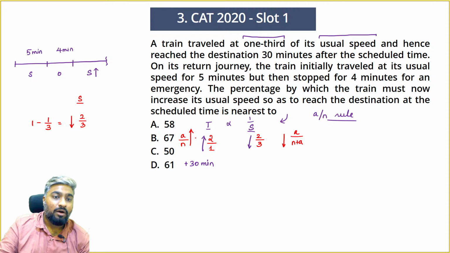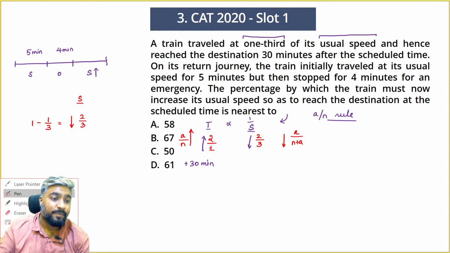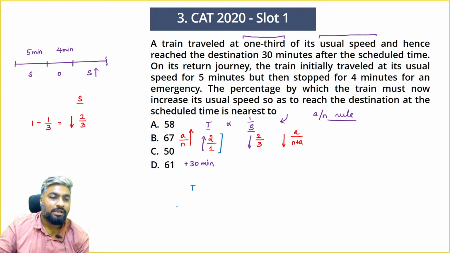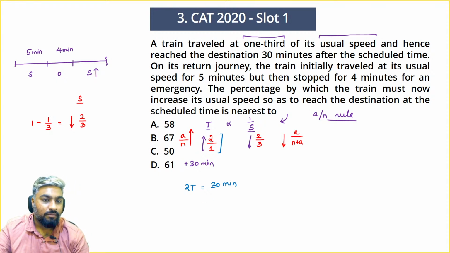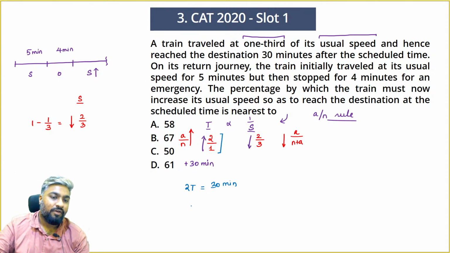So now what am I saying? I'm saying that if my speed becomes one third, my time becomes triple. So from the usual time t, the increase, that is 2 times t, is this extra 30 minutes. From here, can I get my usual time to be 15 minutes?